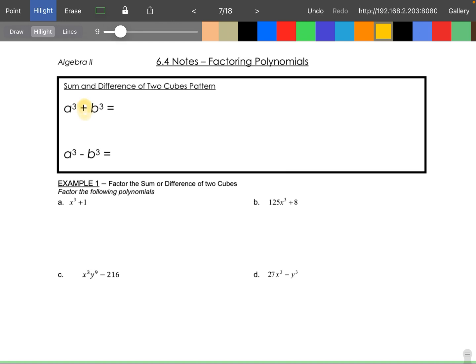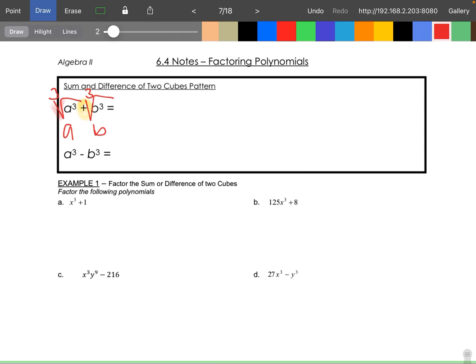So in order to do the sum or difference of cubes, similar to what we did in the difference of squares in chapter 5, we're going to need to take the cube root, as opposed to the square root, because these are cubes, of both a cubed and b cubed. The cube root of a cubed is just a, and the cube root of b cubed is just going to be b. And this is the a and the b we're going to be using in our formula.